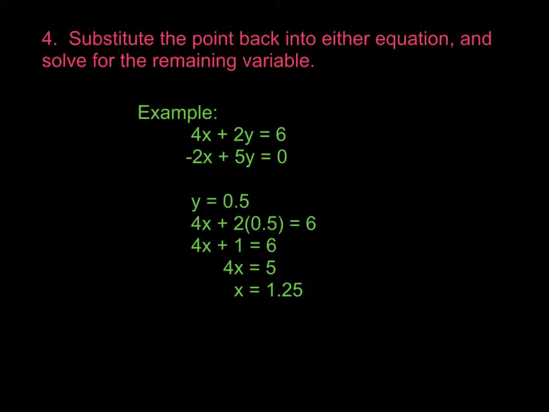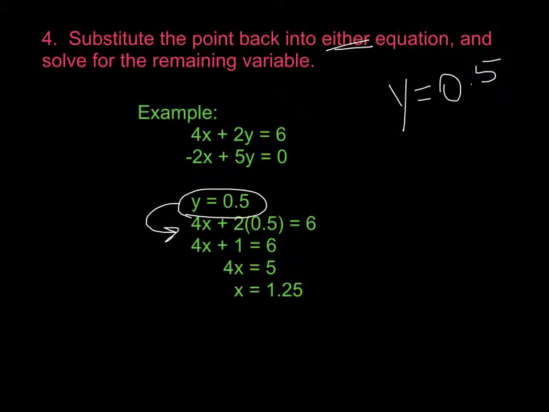Step 4 says to substitute the point that you just got, that y equals a half. Substitute that back into either equation and solve for the remaining variable. So in this case, I chose to substitute what I know into the first equation. Again, the instructions say it doesn't matter which one. And 2 times a half is a whole, and 6 minus 1 is 5. 5 divided by 4 leaves us with x equals 1 1/4.